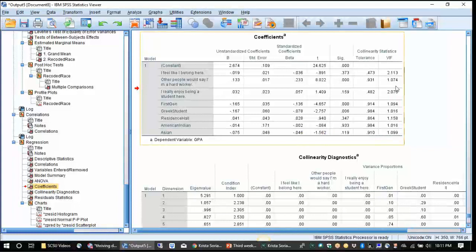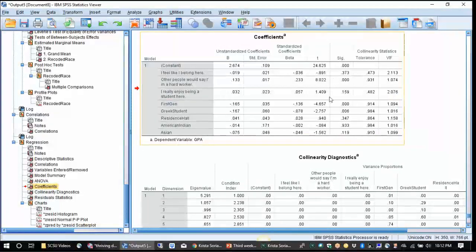As we continue along, we need to look for our tolerance values and our VIFs, our variance inflation factors. These also help us to see whether or not we are encountering violations to our assumptions of multicollinearity. We're looking for numbers less than 10, so we're golden. No multicollinearity from what we can tell.